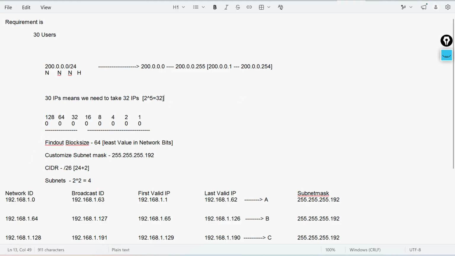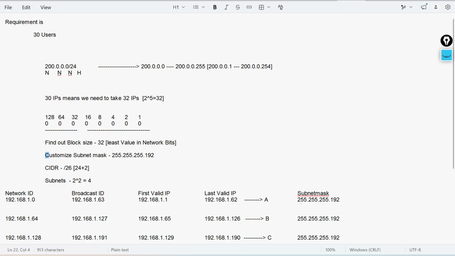What is the first step here? Find out the block size. What is the block size? It is the least value in the network bits. What are the network bits here? 128, 64, 32. So what is the least value? 32 is the least value. From these 3, the least one is 32. So that is called the block size.